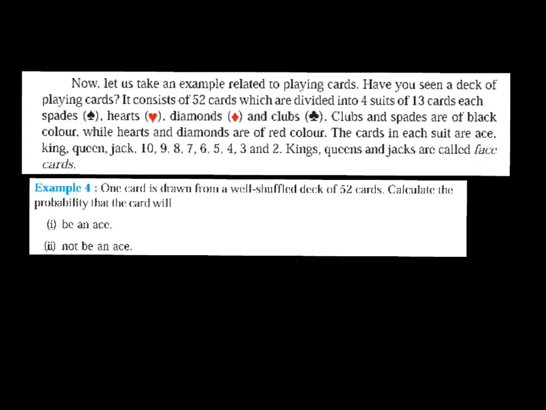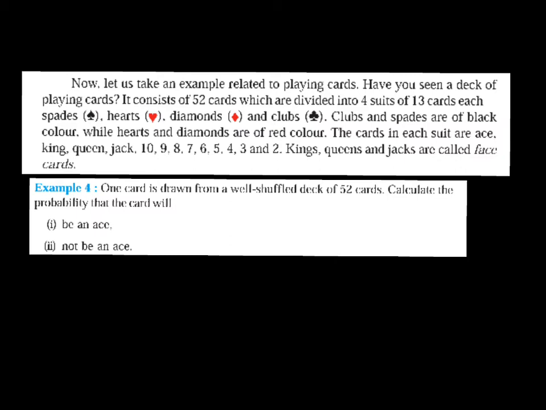The cards in each suit are ace, king, queen, jack, 10, 9, 8, 7, 6, 5, 4, 3 and 2. There's no 1 over there. Kings, queens and jacks are called face cards. So these are just some of the terms with regards to a pack of cards. Now let's come to the problem to solve this.